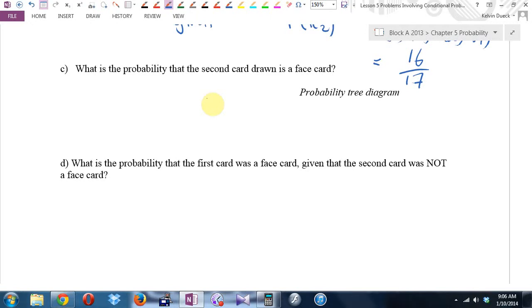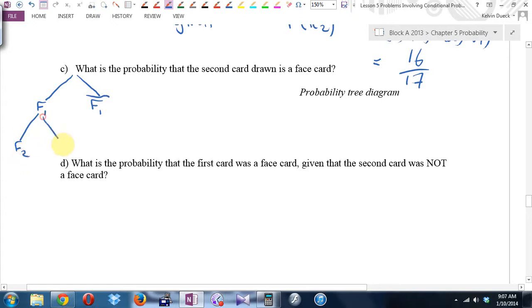Okay. How many cards are we picking? 2. I think we're going to have a 2-level tree, and it's going to be face card on the first, face card on the second. It's going to look something like this. I'm going to do the tree over here because I need more room. So F1, not F1, F2, not F2, F2, not F2.